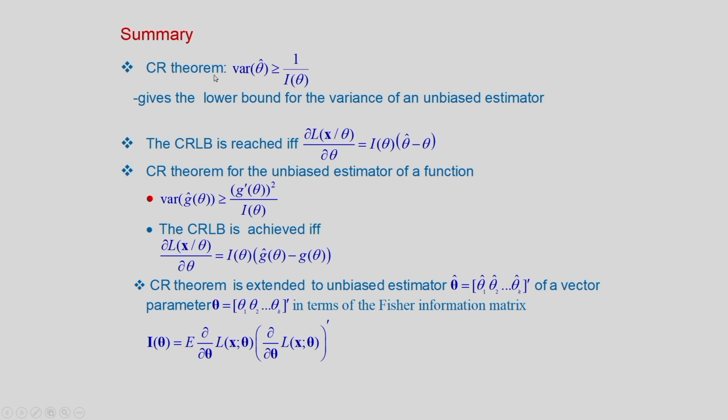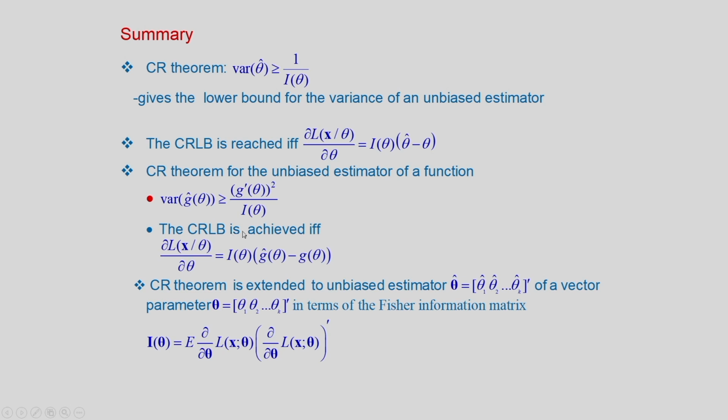First, Cramer-Rao theorem: variance of theta hat is always greater than or equal to 1 by I(θ). It gives the lower bound for the variance of an unbiased estimator. Theta hat is an unbiased estimator of theta. The CRLB is reached if and only if ∂L/∂θ is equal to I(θ) times (θ hat minus θ). Cramer-Rao theorem for the unbiased estimator of a function is given by variance of g hat(θ) greater than or equal to (g'(θ))² divided by I(θ), where g'(θ) is the derivative of g(θ) with respect to θ.